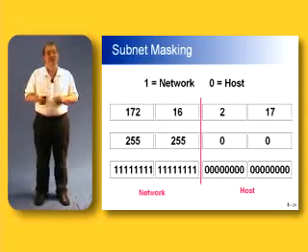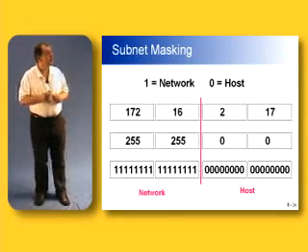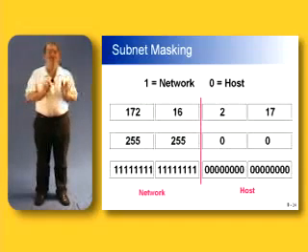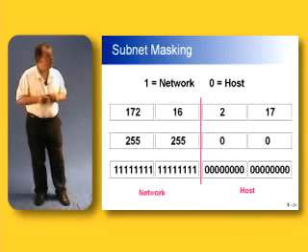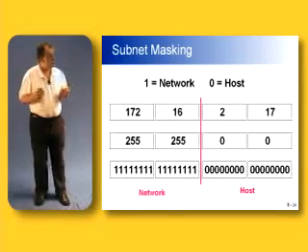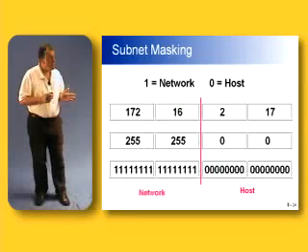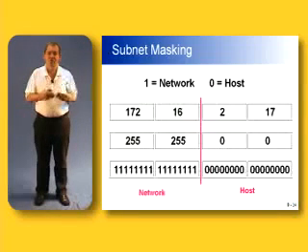Enter subnet masking. And the rules to subnet masking are very simple. Wherever there's a 1 in the subnet mask, that means this is the network portion of the address. And wherever there's a 0 in the subnet mask, that means this is the host address. So we're going to put a mask after the address that says how much of the address should be considered network and how much should be considered host. And we're going to use decimal numbers, because we don't understand binary, to represent those ones or noughts.